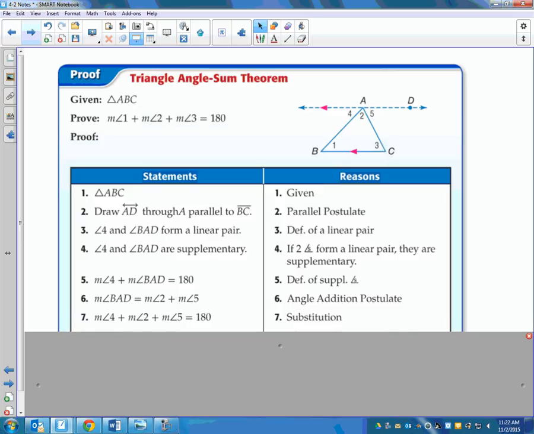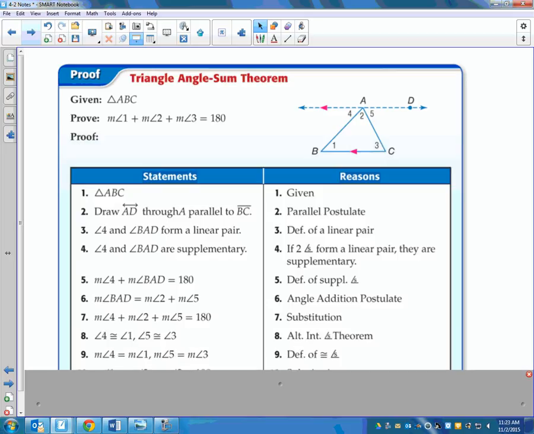They're kind of very wordy, they give here a lot of steps, like a lot. I think I would have jumped right here to number 7. Yeah. 4 plus 2 plus 5 adds up to 180 because it's a linear pair. And then they're going to do substitution. Angle 1 is congruent to angle 4. Angle 5 is congruent to angle 3 because of alternate interior angles.